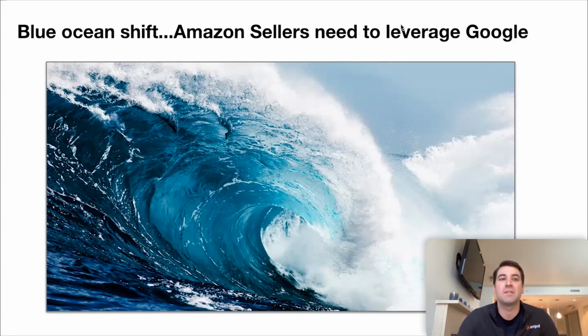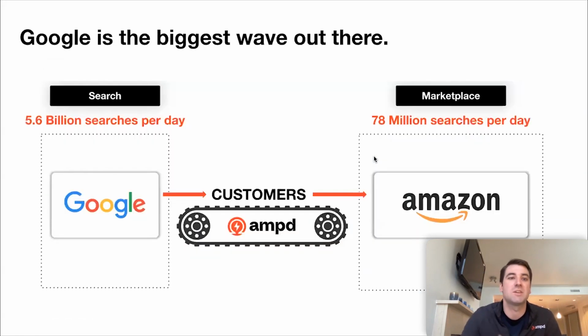And when we think about this blue ocean opportunity, Google's the biggest wave out there because there's 5.6 billion searches per day. That's significantly more than how many searches are happening every single day on Amazon. So there's a huge, incredible opportunity. Now, the trick with Google is you have to find which of those 5.6 billion searches are looking for your products. That's the big difference between Google and Amazon.